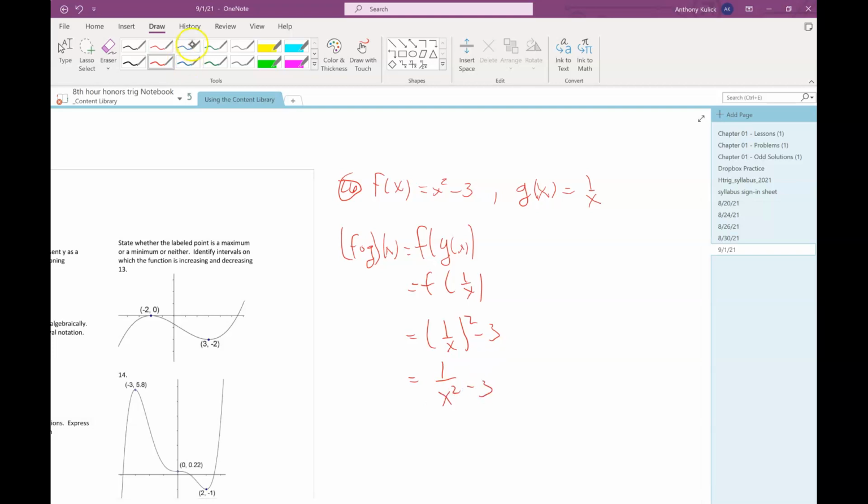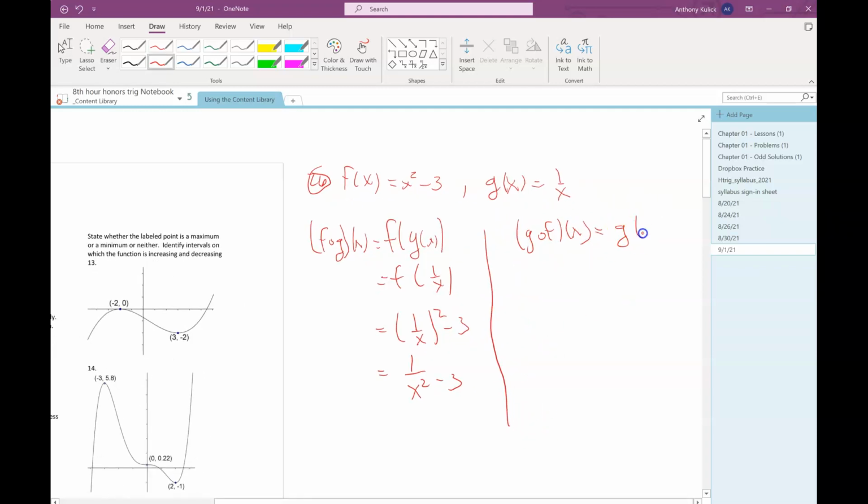Cool there? Okay. If I do g of f of x, that would be g of f of x. In this problem, f of x is x squared minus 3. So g of x squared minus 3 is 1 over x squared minus 3. And that's as much as you can do with that one.